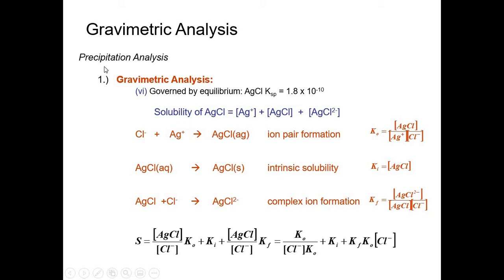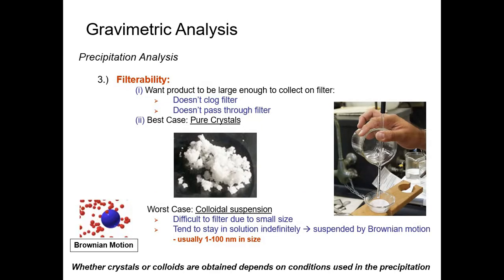The gravimetric analysis, specifically precipitation analysis, is governed by Ksp. So why can we use Ksp in the case of precipitation analysis? Because you form a precipitate, right? That's why it's called the solubility product constant.